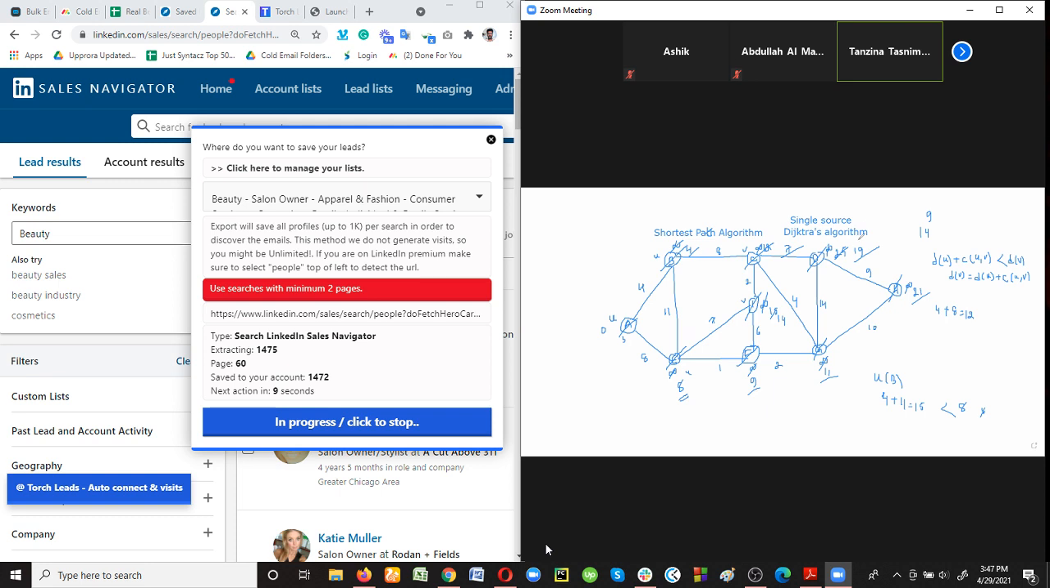Why did we apply this Dijkstra's algorithm? For finding out the shortest path between A and any other vertex of this graph. So now the shortest distance between A and B is 4. So what will be the shortest path between A and C? Which one is the shortest path? The shortest distance between A and C is 12. And which one is the shortest path? This one, A, B, and C.